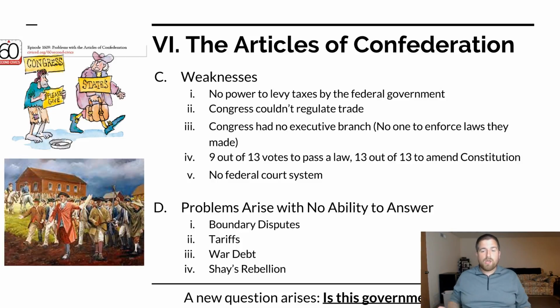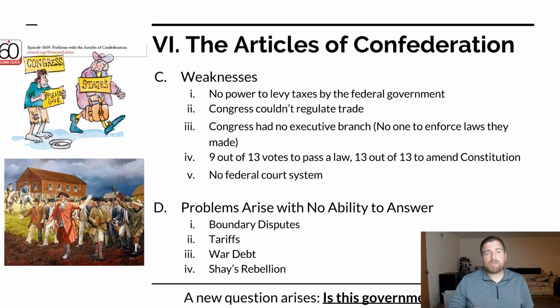So what is this? Well, it is a rebellion that sparks in Massachusetts over the foreclosure on farms and homes. I believe it was something around like 1,500 people rise up in Massachusetts and try to take control of the state arsenal, basically state weaponry. Massachusetts is able to raise its militia and put down this rebellion.